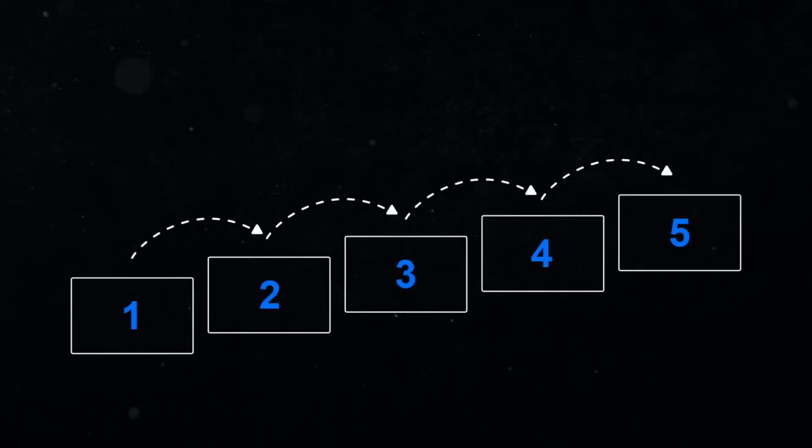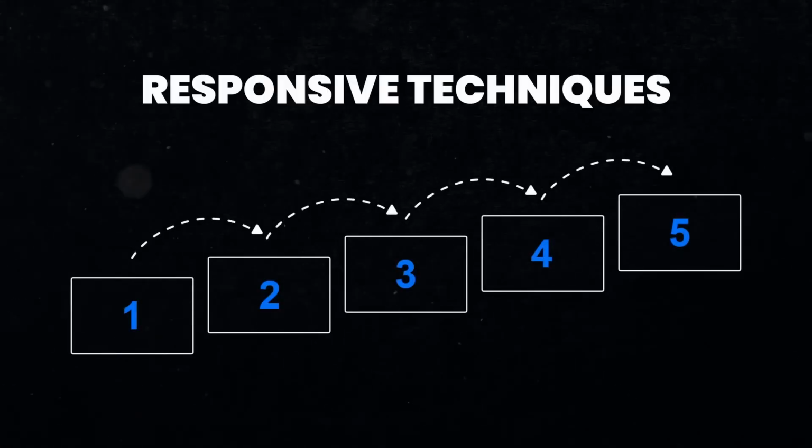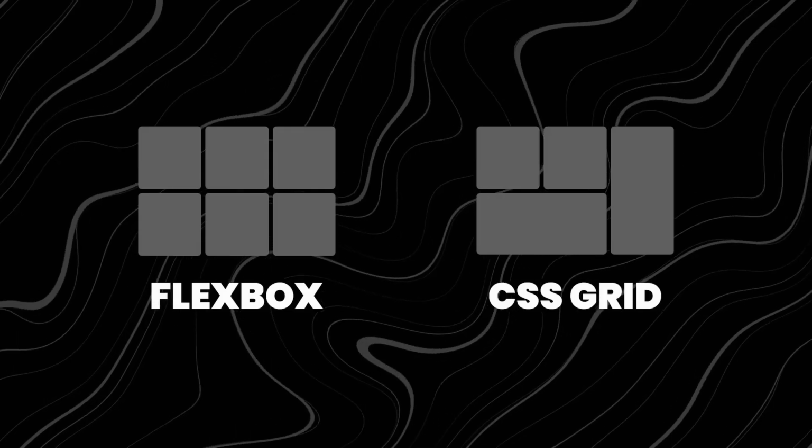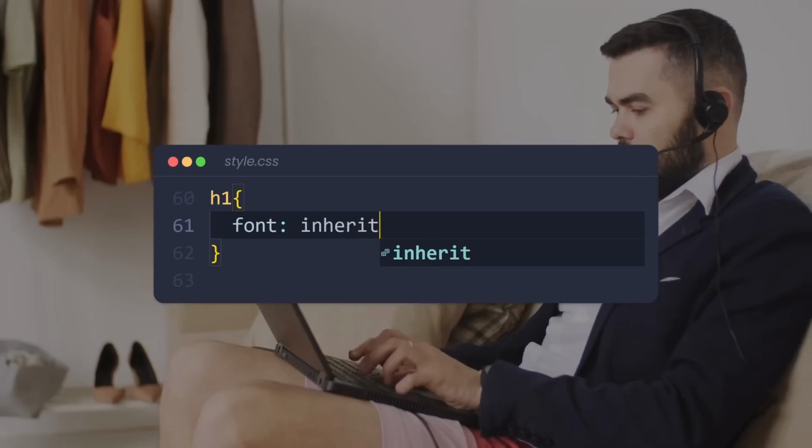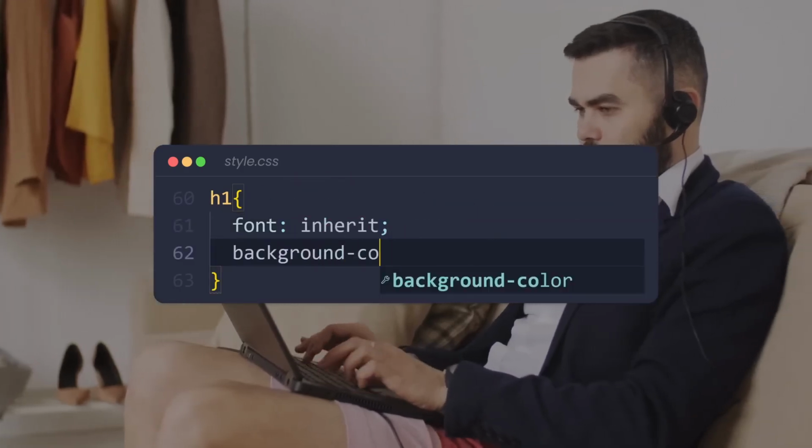I'm going to show you 5 extremely important responsive techniques that interestingly have nothing to do with Flexbox or Grid, but they are going to make all the difference in how you approach coding in CSS. Tip number 1, relative padding.